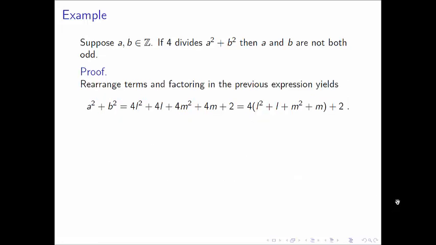Now, the very next thing I'm going to do is just regroup some like terms and emphasize that divisible by 4-ness that we have going on here. So, for example, instead of writing it as 4L squared plus 4L plus 1 plus 4M squared plus 4M plus 1, I'm going to combine the two 1s into a 2 over here, and I'm going to put all of the terms with a 4 as their coefficient in the front so that I can factor it out.